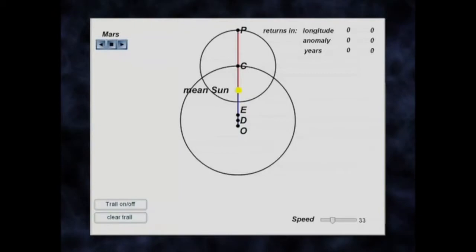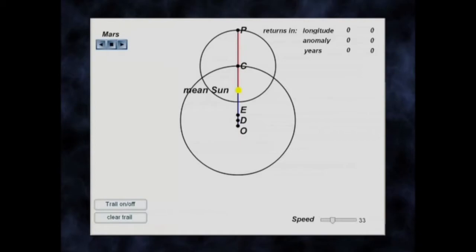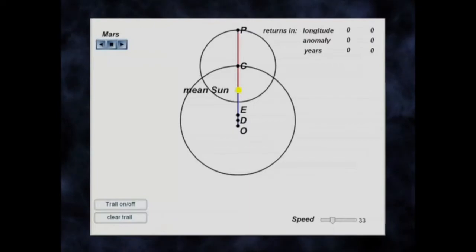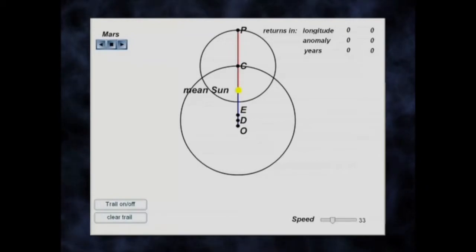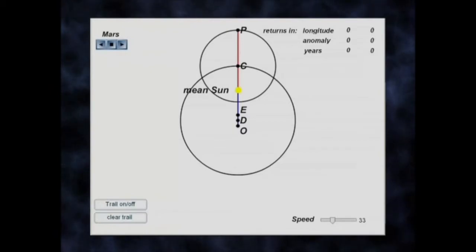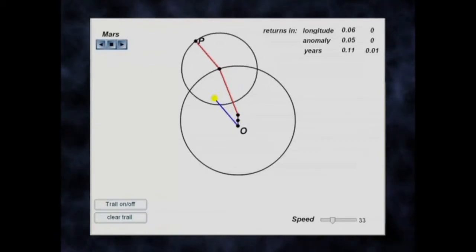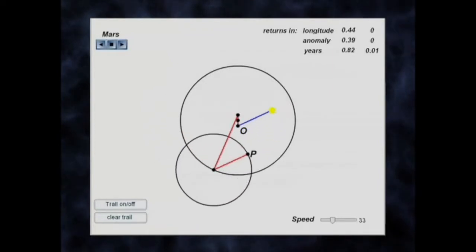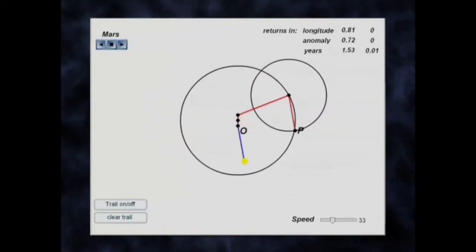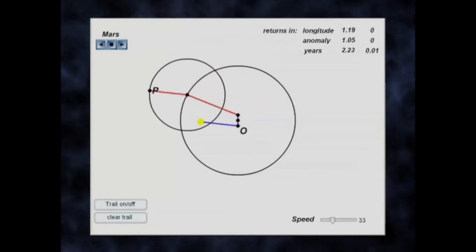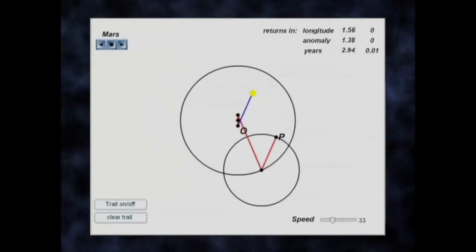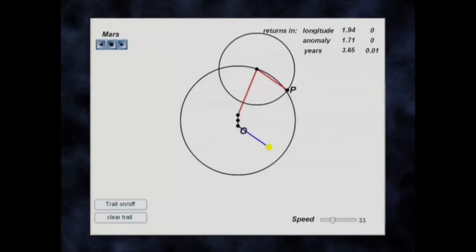This is a model of the motion for Mars, Jupiter, and Saturn. The observer here is at O. The center of the deferent circle is at D. The equant motion offset is E. The center of the motion on the deferent circle is C, and the planet is moving at P. Let me put this in motion for you. You can see it basically looks like the basic epicycle deferent. You can't really tell that the center of the circular motion is at the equant point. It looks pretty much like a standard epicycle deferent.